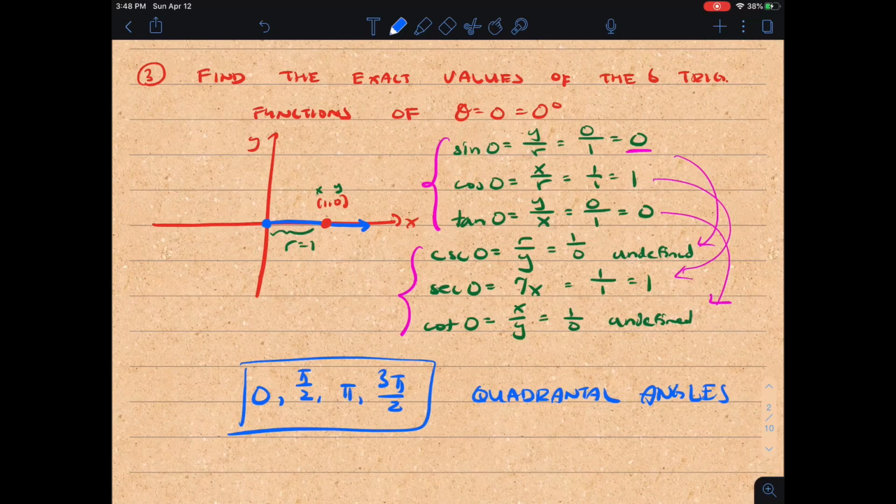So guys, this is the first part of section 6.4, which is trig functions of general angles. Make sure you understand these concepts before you move on to the next video.